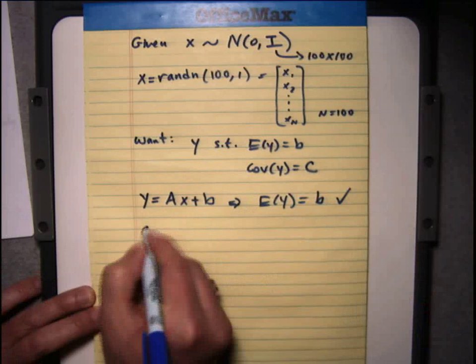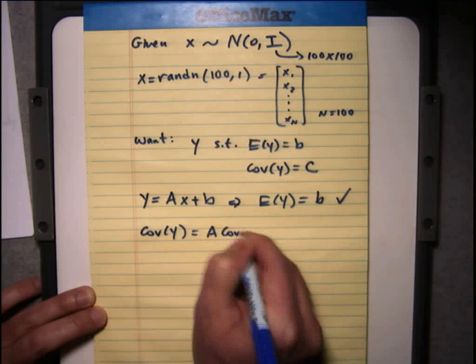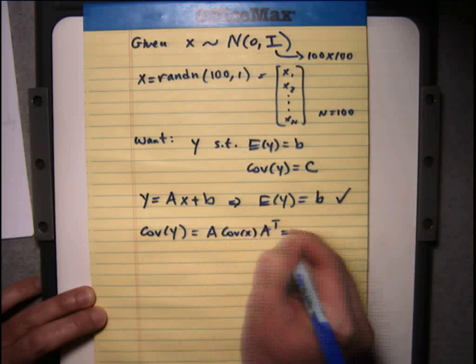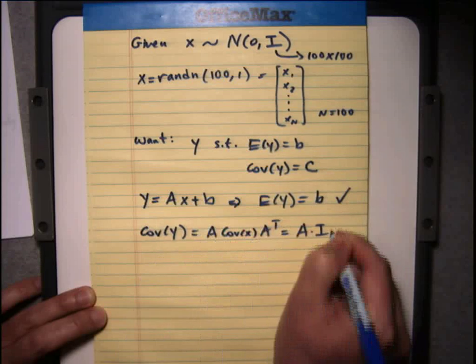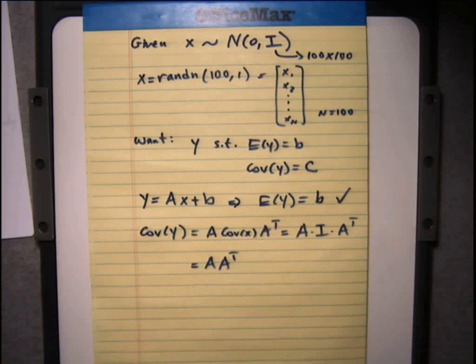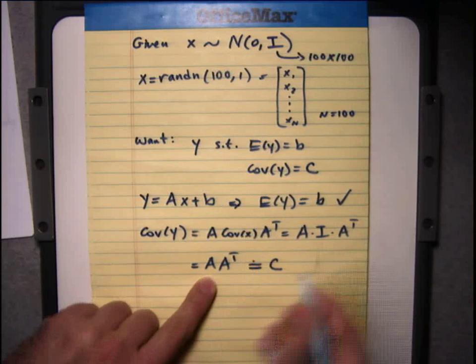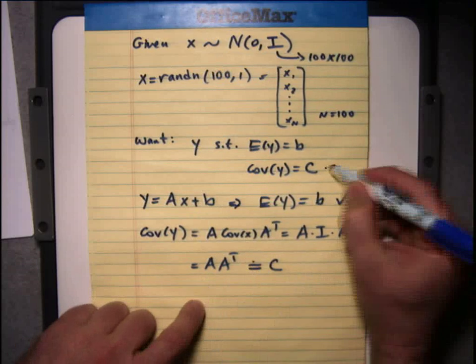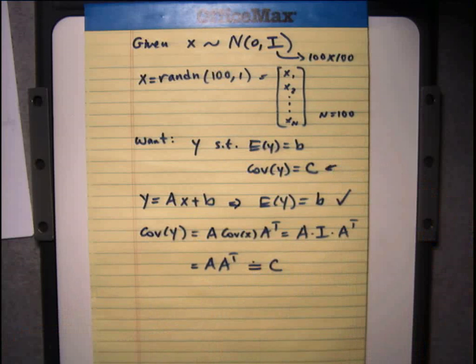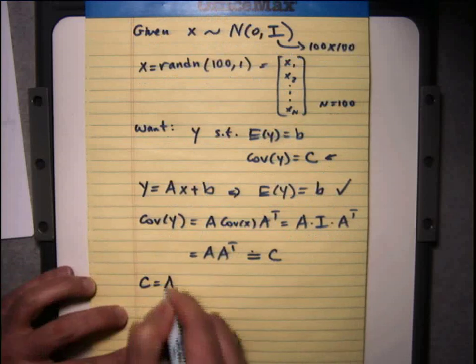On the other hand, the covariance of y is A times the covariance of x times A transpose. So this is A times identity times A transpose. So this is A A transpose. Okay? Now what I want is I want A A transpose to be equal to this C here. Okay, so how do we do this? We want C equals A A transpose.